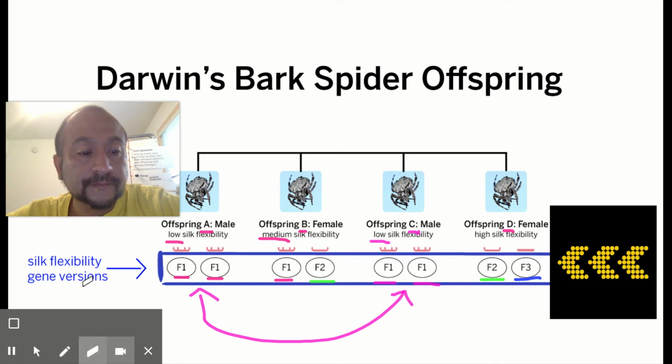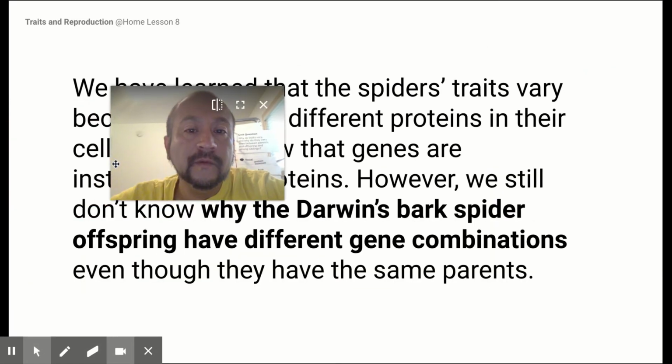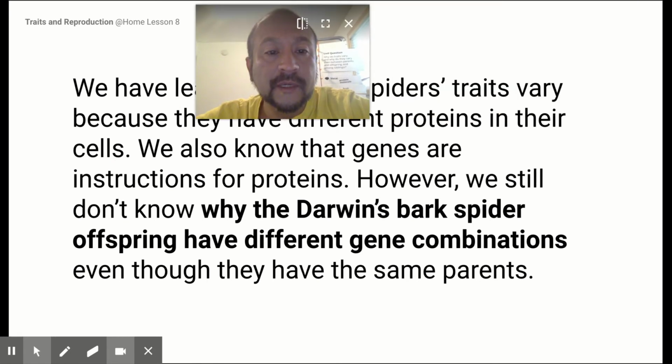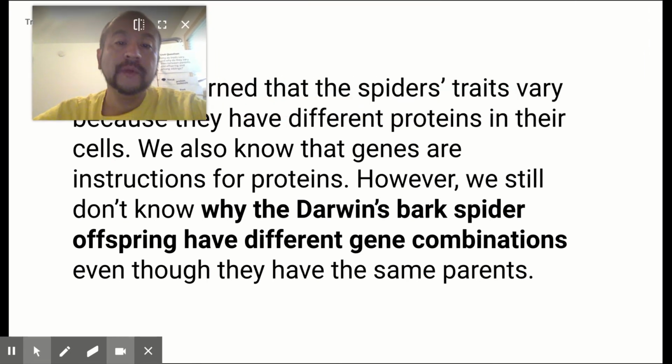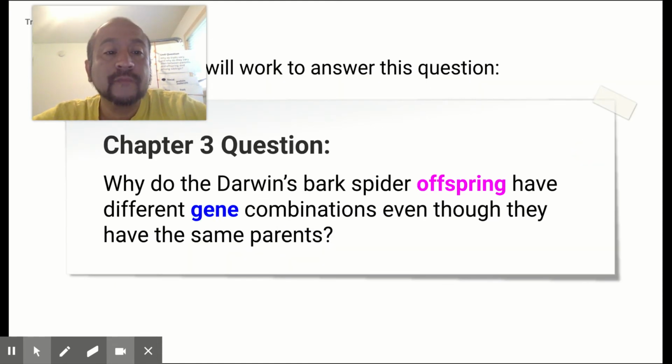Let's continue. We've learned that spiders' traits vary because they have different proteins in their cells. We also know that genes are instructions for proteins. However, we still don't know why the Darwin's bark spider's offspring have different gene combinations, even though they have the same parents. So the chapter 3 question is, why do the Darwin's bark spider offspring have different gene combinations, even though they have the same parents?